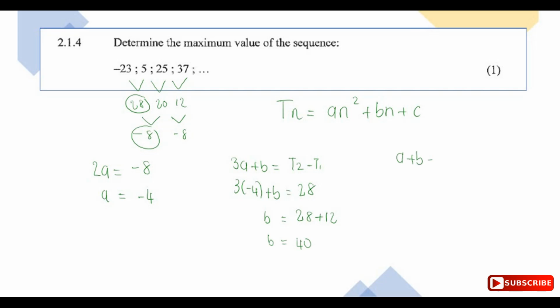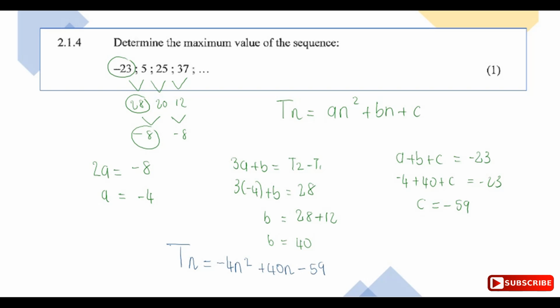a plus b plus c is equal to term 1, which is -23, right? Your a is -4 plus your b is 40, and you are going to be solving for c. Okay, and you find that your c is equal to -59. And then from here, we are simply going to substitute these values into our formula to get the formula of the nth term of this quadratic sequence, because we can see that we've got a second common difference, so it is in fact a quadratic sequence. So Tn is equal to -4n squared plus your b, which is 40n, plus your c, which is -59, right? But we're not done.